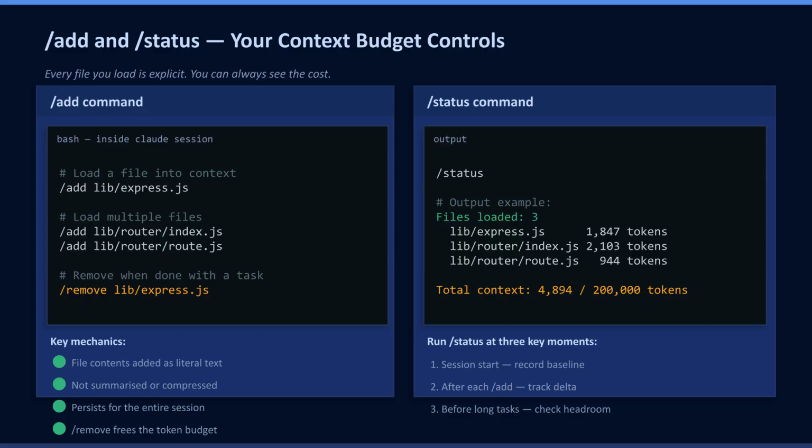/add and /status are your context budget controls. /add loads a file's literal contents into your context, persisting for the session. /remove frees that space. /status shows loaded files, their token cost, and your total budget. Run /status at the start, after each /add, and before large tasks to manage your 200K token limit effectively.